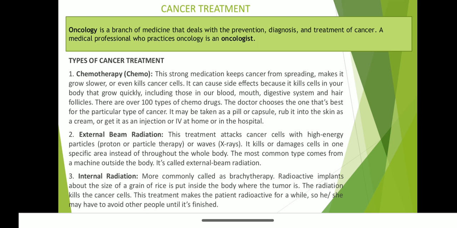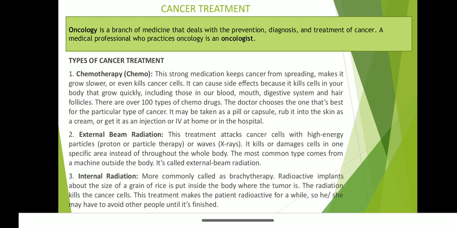Now, there are many types of cancer treatment. The type of treatment that we receive will depend on the type of cancer we have and how advanced it is. Some people with cancer will have only one treatment, but most people have a combination of treatments such as surgery with chemotherapy or radiation therapy. So let's learn about the types of cancer treatment. The first treatment is chemotherapy.